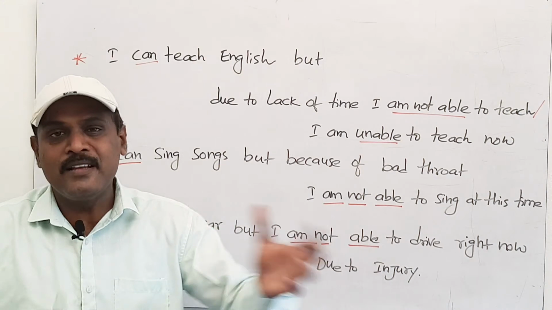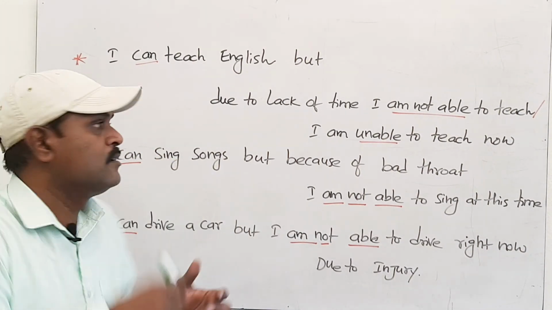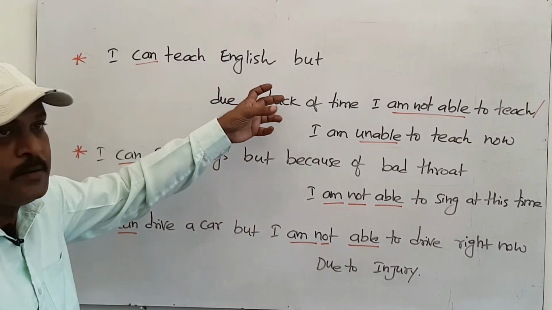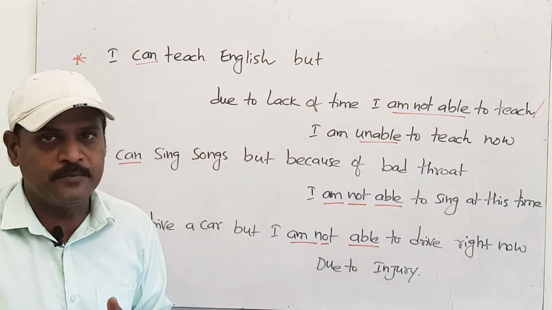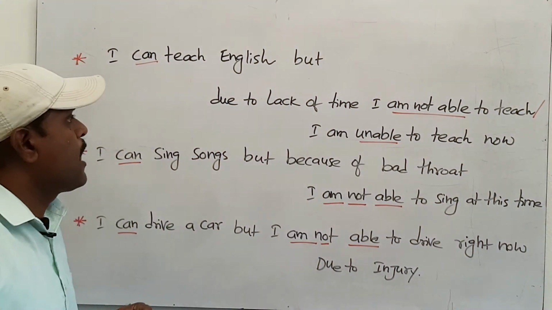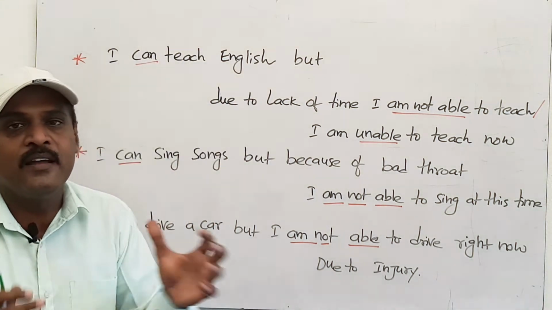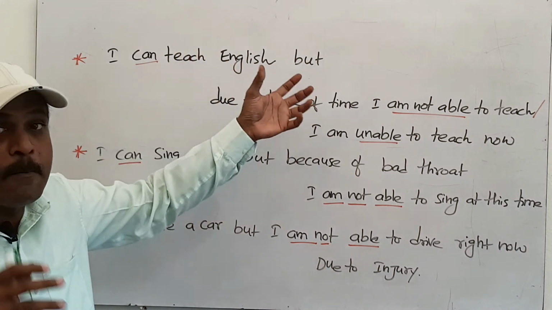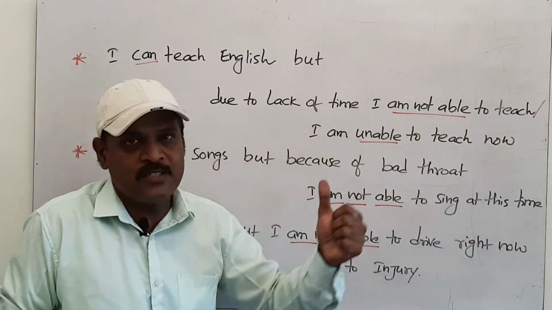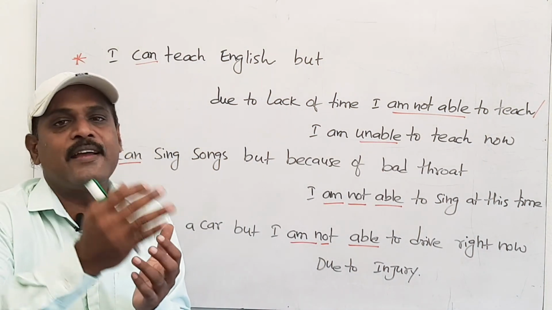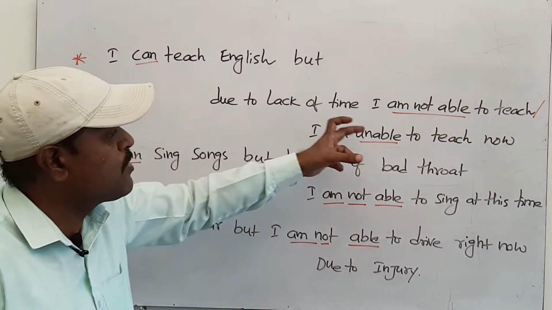For better understanding, now I am going to use can along with able to in one sentence. Let me explain. I can teach English, but due to lack of time, I am not able to teach at this period of time. I can teach English. That means I have the ability. In general way, I have the ability to teach English. But right now, due to lack of time, I am not able to teach. I don't have enough time to teach right now. That's why I am unable to teach right now. Instead of that, you can say like this, I am unable to teach now.